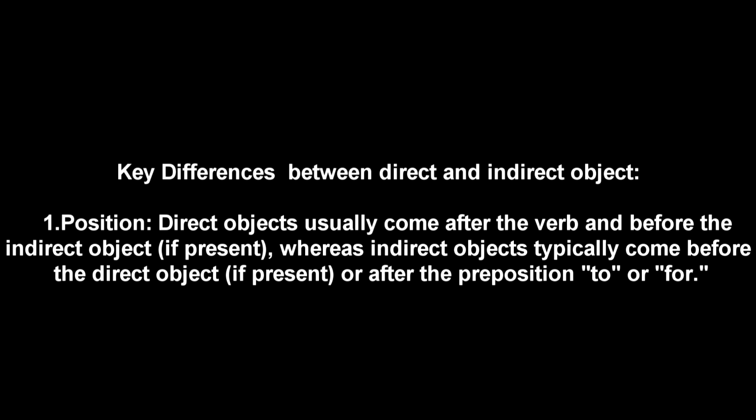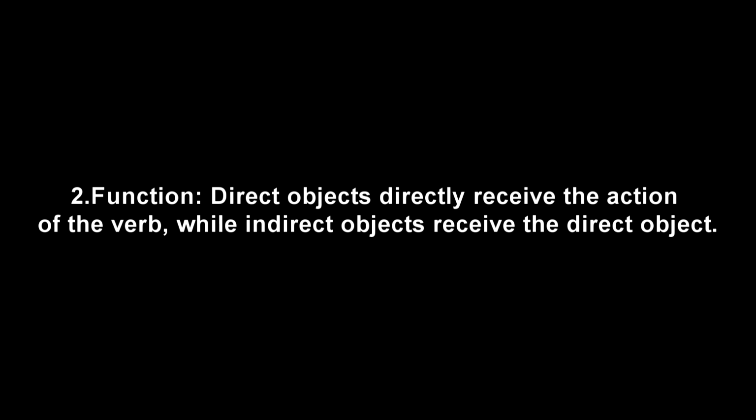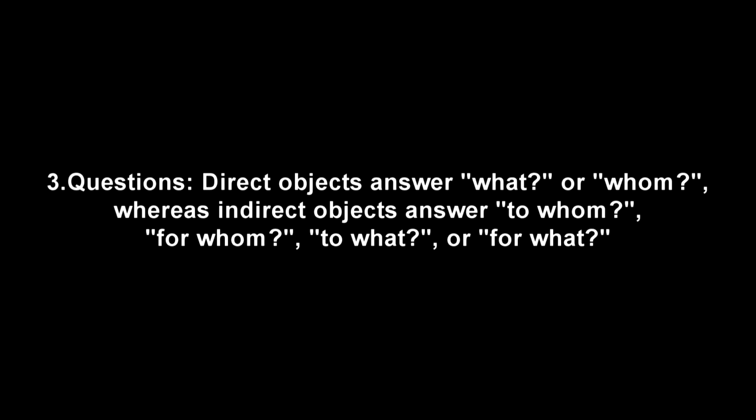Key differences. Position: direct objects usually come after the verb and before the indirect object, if present, whereas indirect objects typically come before the direct object, if present, or after the preposition to or for. Function: direct objects directly receive the action of the verb, while indirect objects receive the direct object. Questions: direct objects answer what or whom, whereas indirect objects answer to whom, for whom, to what, or for what.